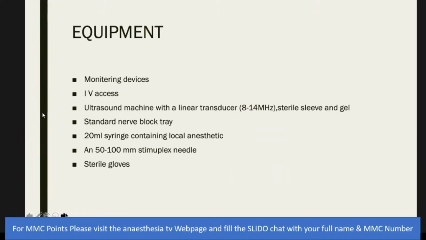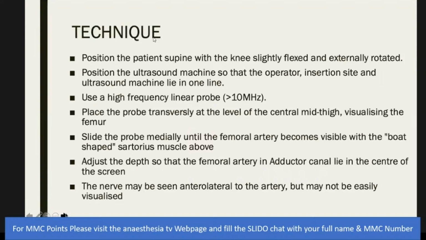Equipment required are monitoring devices, IV access, an ultrasound machine with a linear transducer with a frequency of 8 to 14 megahertz, sterile sleeve and sterile gel, a standard nerve block tray, a 20 ml syringe filled with local anesthetic, a 50 to 100 mm Stimuflex needle, and sterile gloves. Technique of adductor canal block.